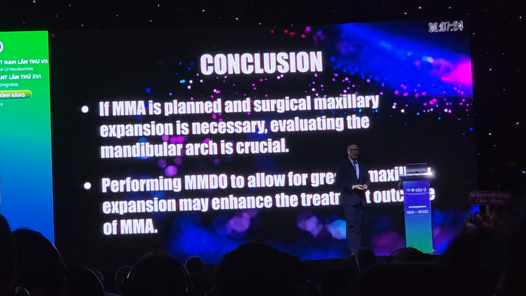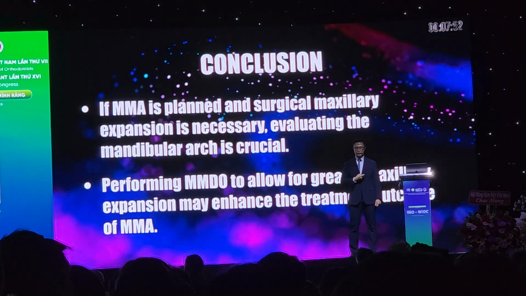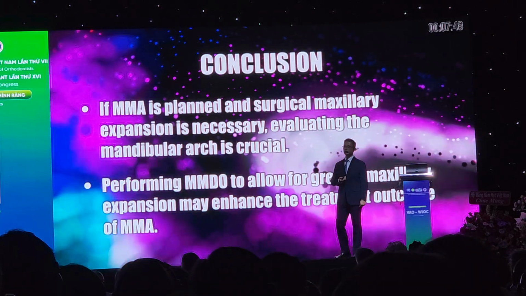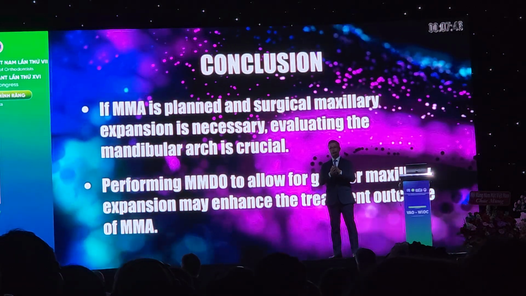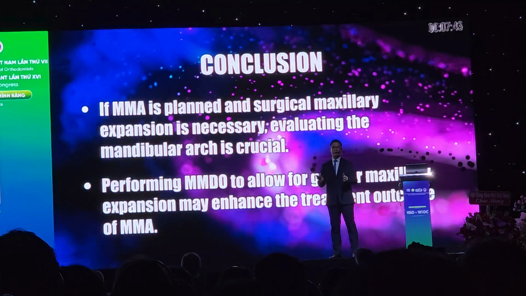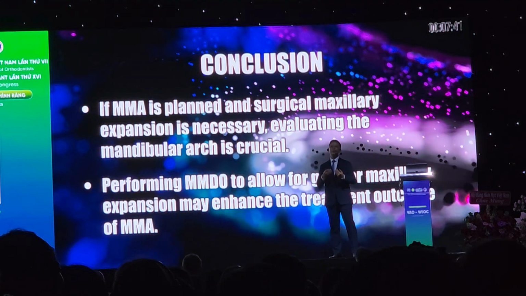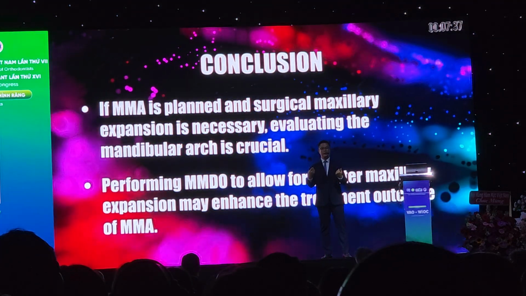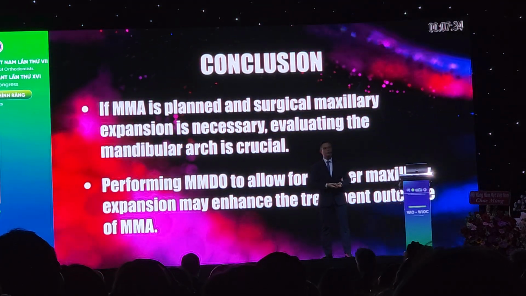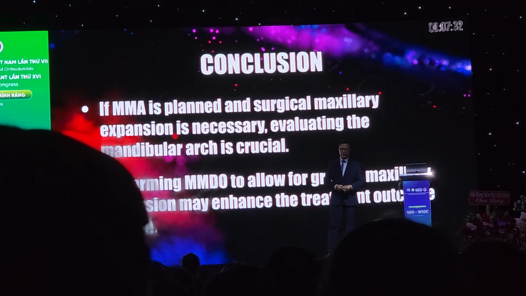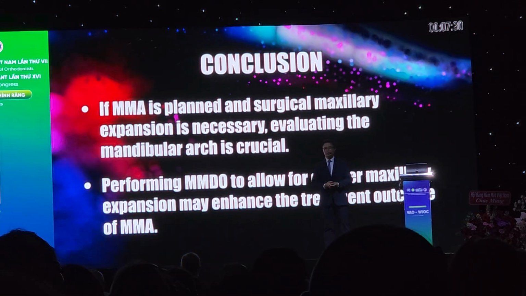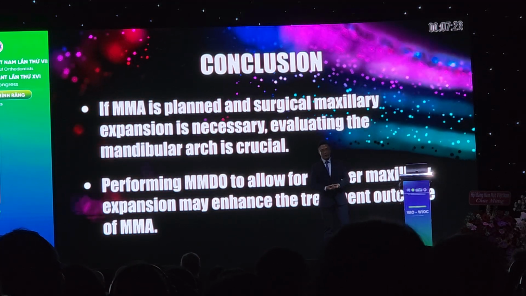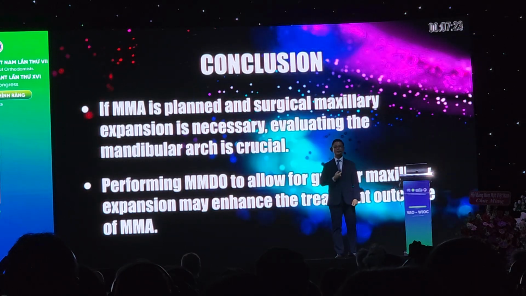So the conclusion is, if MMA is planned and surgical maxillary expansion is necessary, then evaluating the mandibular arch is crucial. When you do just the upper jaw expansion without expanding the lower, you're going to be limited. So you have to plan: can I expand the lower jaw? Can I orthodontically expand the lower jaw only? If not, then you may have to do mandibular midline distraction osteogenesis. This will give us some greater maxillary expansion and may enhance the treatment outcomes of maxillomandibular advancement surgery.